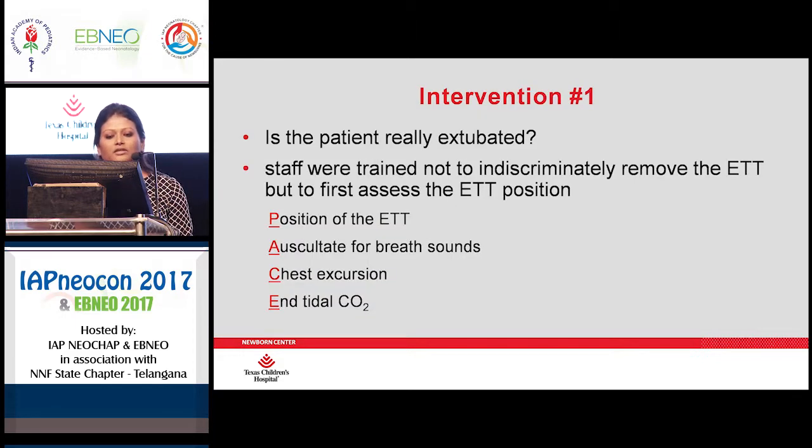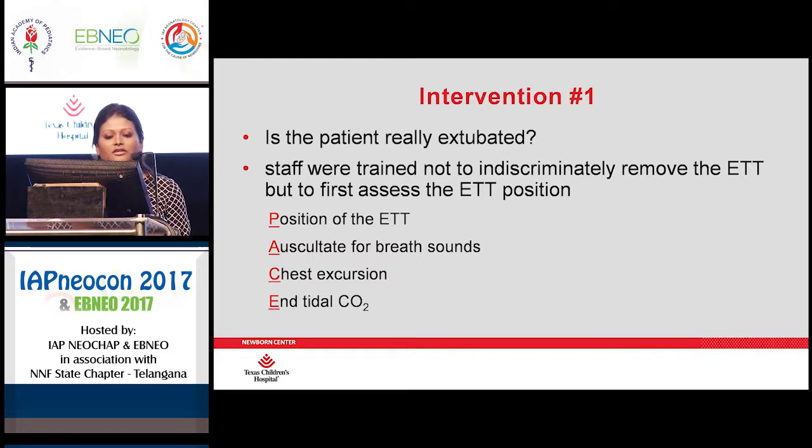So they launched a series of interventions, and the first is that they wanted to make sure that a patient was really extubated when you declare them to have an unplanned extubation. Many times what we noticed was the nurse would call the physician and say the baby's extubated, so I pulled out the tube. So there was no process to actually make sure, unless there happens to be a bedside RT right next to the bed.